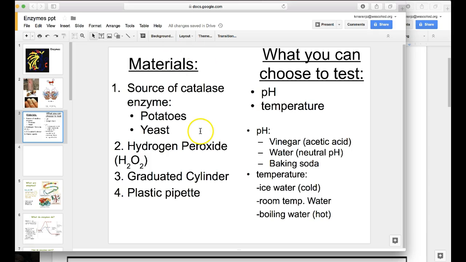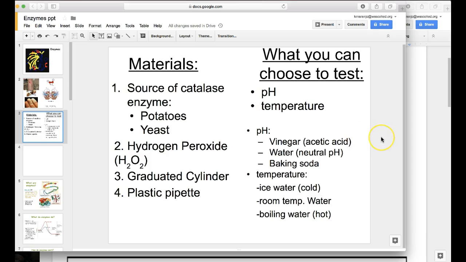The other materials you're going to be provided with are hydrogen peroxide, a graduated cylinder for you to properly measure the amounts of liquid that you're going to use, and a plastic pipette for you to transfer those liquids.